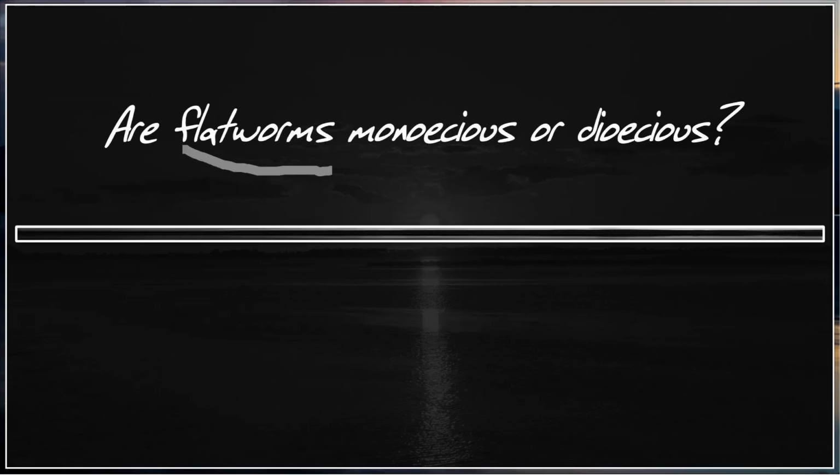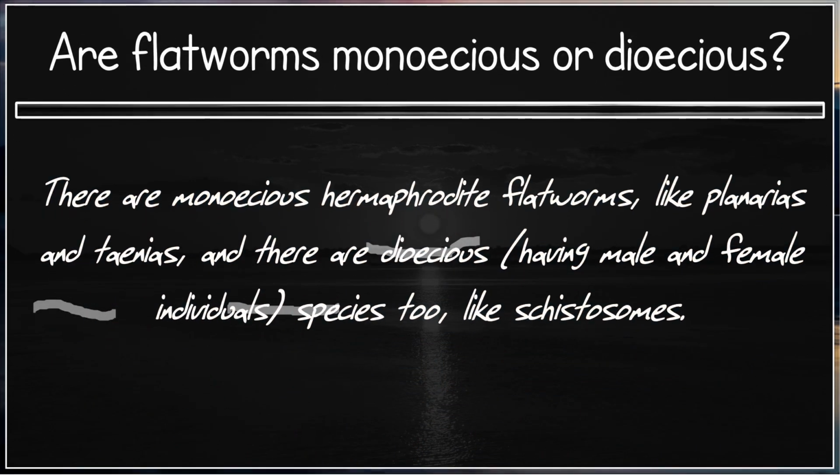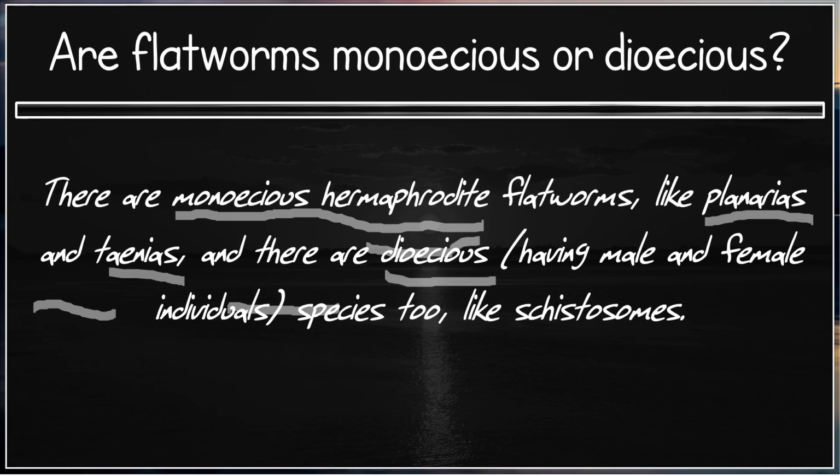Are flatworms monoecious or dioecious? There are monoecious hermaphrodite flatworms like planaria and taenias, and there are dioecious ones, having the male and the female individuals separate, like schistosomes.